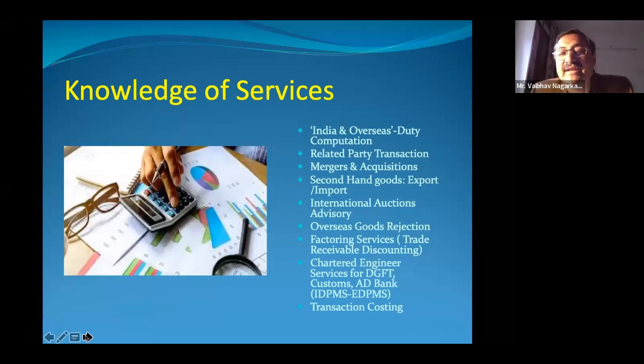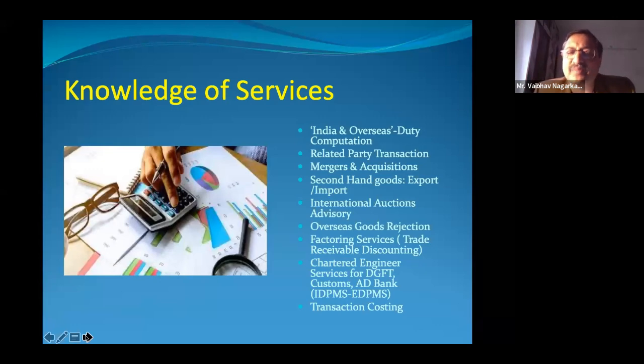Merger acquisitions, again, valuation perspective comes into picture. We will teach you international mergers and acquisitions, with a lot of case studies, so you know how to use this knowledge. Second-hand goods import and export is another domain where there is a big rush of second-hand goods, and customs always has litigations with the importer. Sir, your value is not justified.